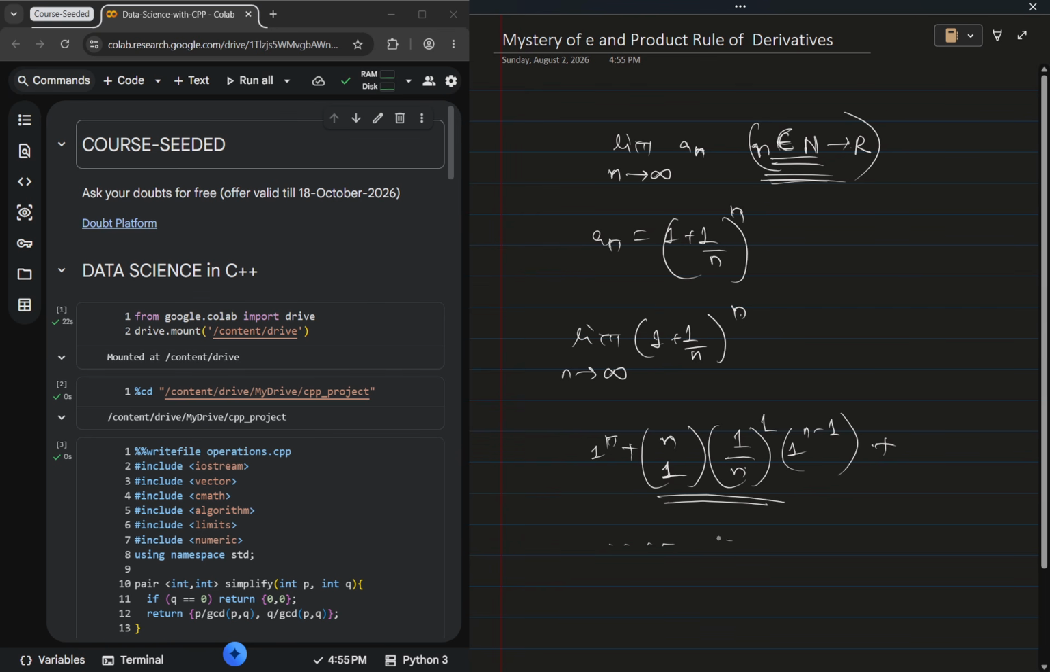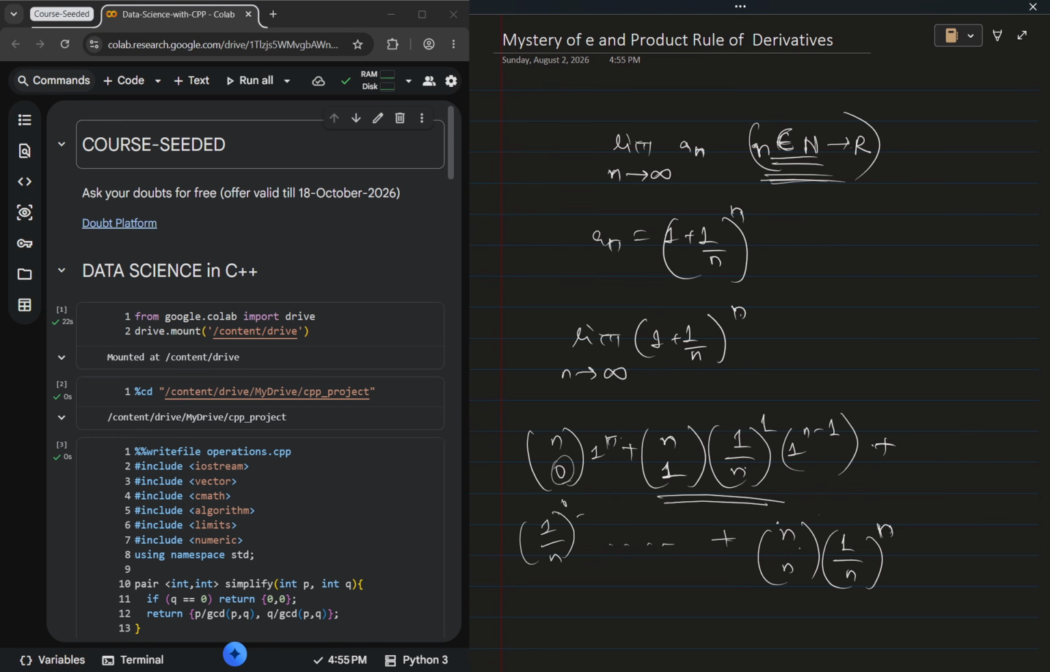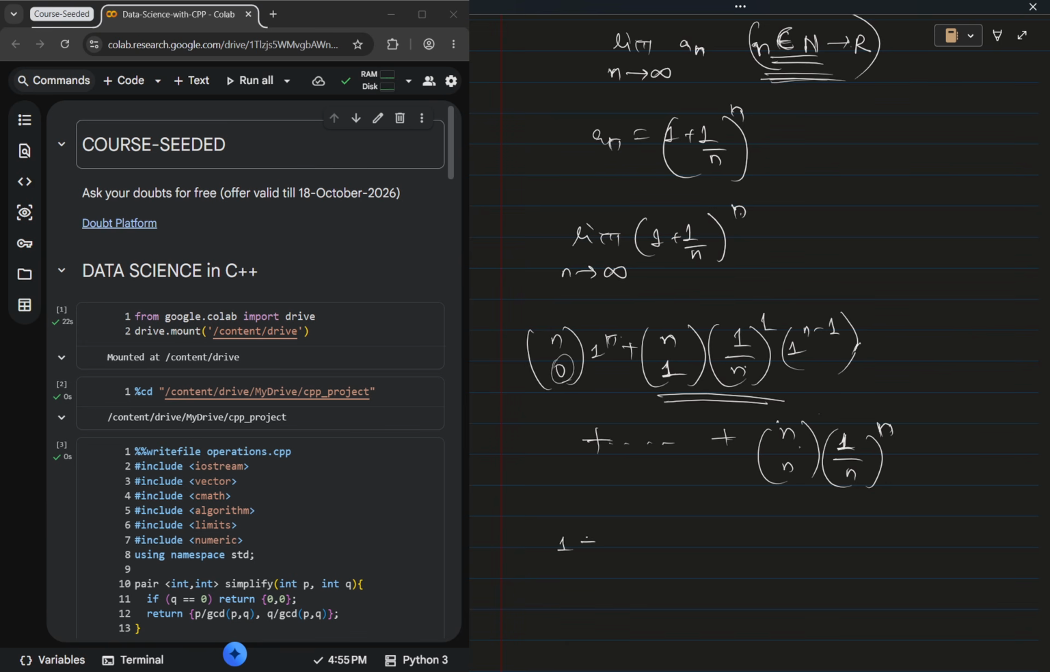Then we have 1/n, and then we have your (1/n)^n. So basically this number goes over here as n minus that in the power of 1, and for this 1/n, it goes as the same number. (1/n)^0 is equal to 1. You just need to know the binomial expansion and how that works. So this is your final thing that you'll get. Let me write it in a cleaner way.